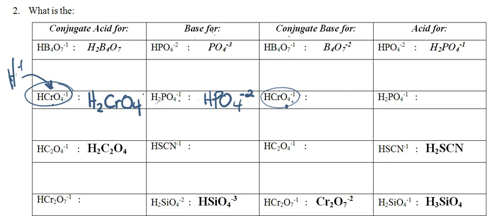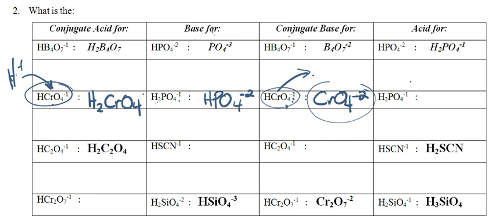So since this is acting like an acid, it's going to donate that hydrogen, and you're going to have a CrO4 with a -2 charge. So again, it's giving away a +1 charge, has a -1, so it loses another +1, so it's going to be a total of -2.